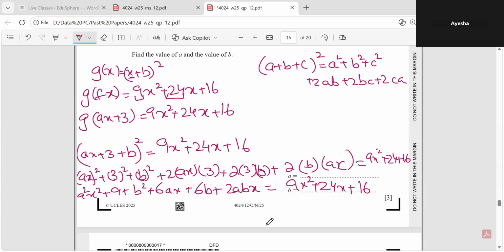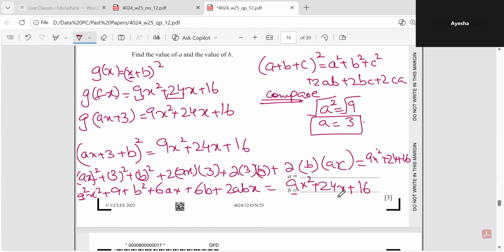Now the point here is, first we have to see what is x square. x square has only this a square, right? So a square and 9 will both be equal. So if I'm going to compare this, as we know this a square and 9, I will be writing a square is equal to 9. For this, a is equal to 3. So we get a as 3.